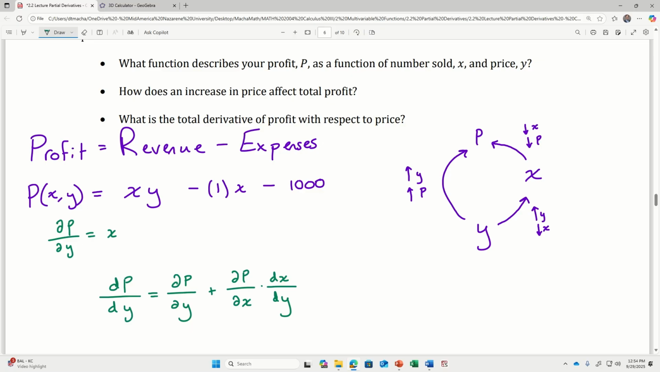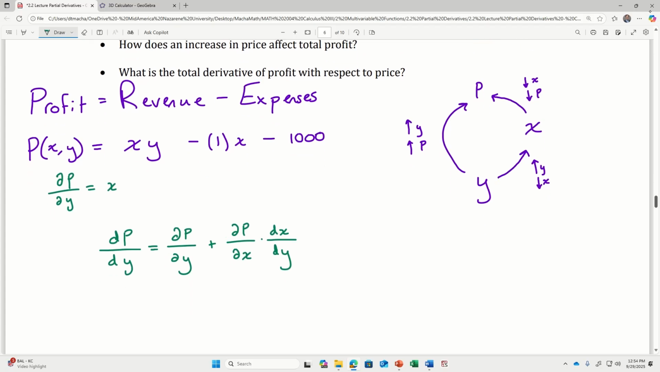There's a trade-off now between increasing your price, decreasing your number sold, and then how's that going to affect your profit in the end. And so this tells the whole story. Does that make sense? The total derivative is telling us the entire story of what's going on, including any possible interactions between your independent variables.